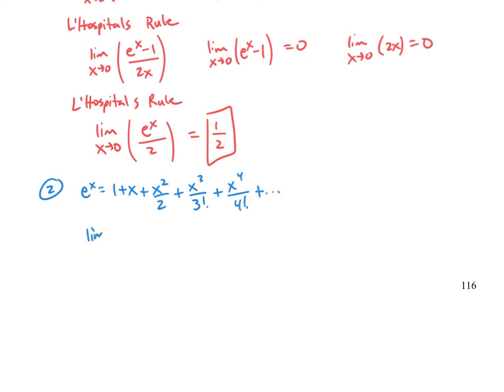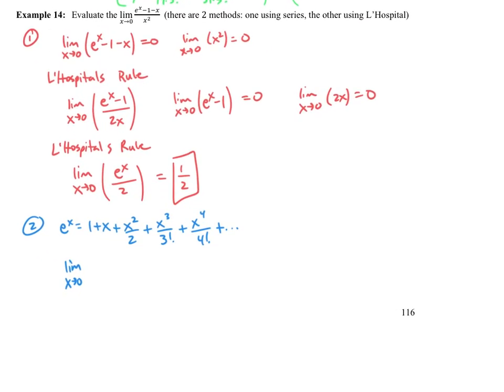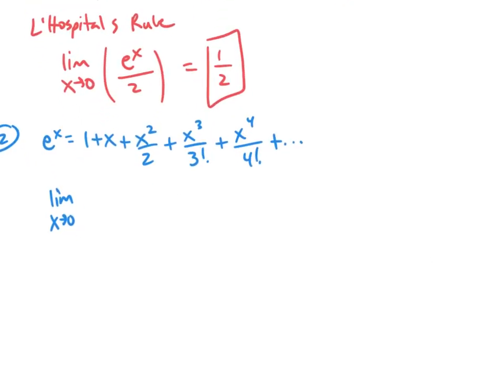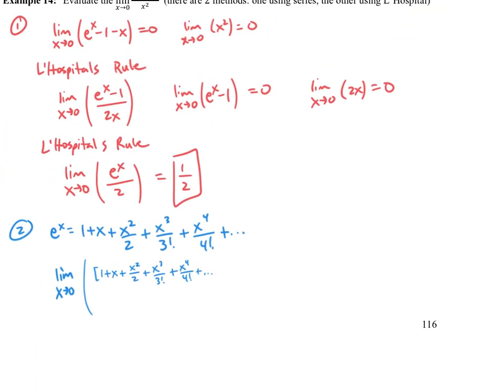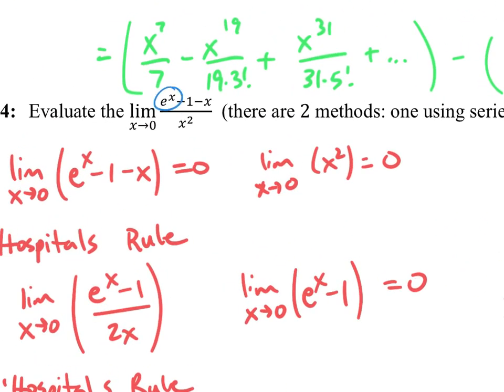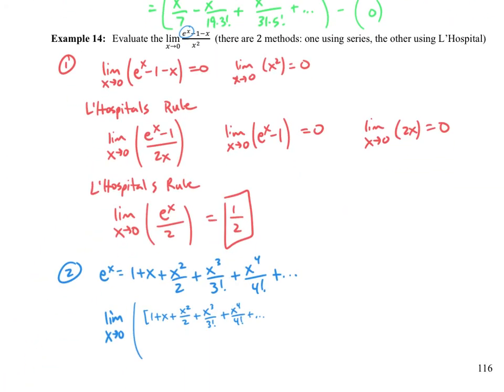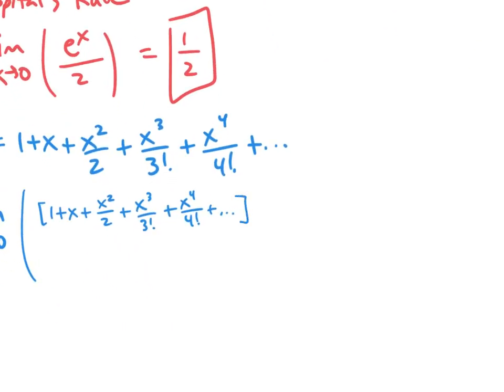And I'm going to look at the limit as x goes to 0 of e to the x, which I'm going to write like this. So I'm going to make it e to the x, which is 1 plus x plus x squared over 2 plus x cubed over 3 factorial plus x to the 4th over 4 factorial, and so on. So that's my e to the x. I'm putting that into my limit right here. And then I'm going to subtract 1 and subtract x. So I'm going to subtract 1, subtract x, and divide by x squared.